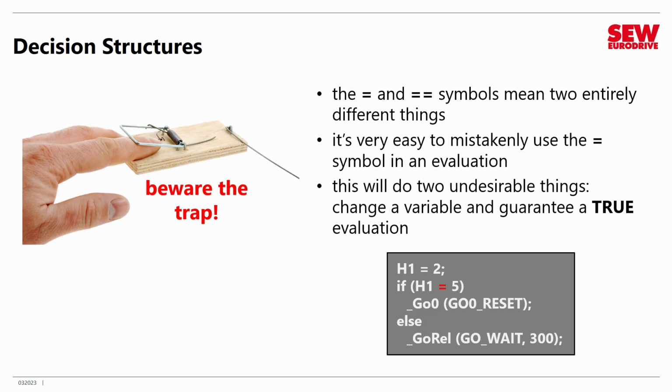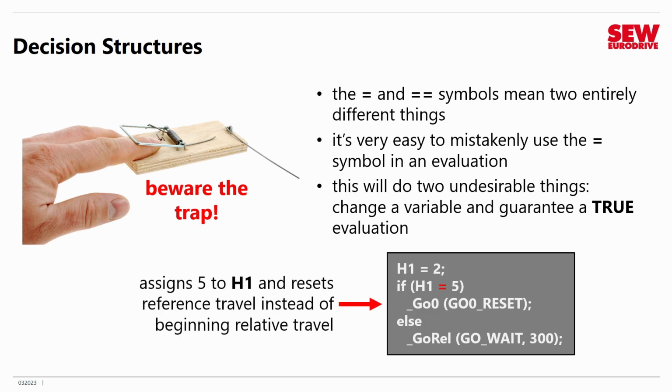Now, what will this do if we had written it correctly? All right, h1 is 2. So what's going to happen is it's not going to go 0 because it's not equal to 5. It's going to do the else code. It's going to do a relative motion. Now, what's really going to happen since we messed up here? Two things will happen. First, it's going to assign the number 5 into h1, so it's going to change h1 to 5. It thinks you're trying to do an assignment. So it's going to corrupt h1. Then it will automatically evaluate to true, and it will do go 0. So your code will do something totally mystifying just because you left one equal sign out. So don't do that. Be very careful.